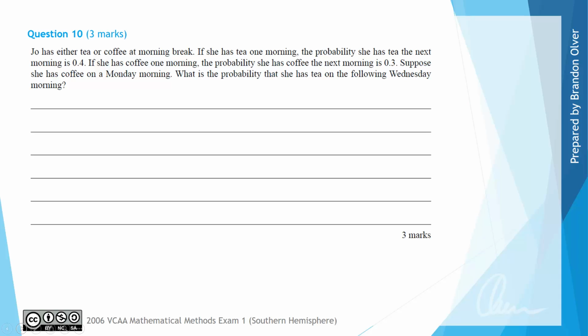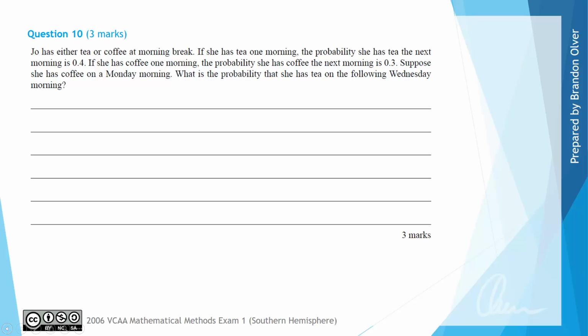So for question 10 we have Jo, who has either tea or coffee at morning break. If she has tea one morning, the probability she will have tea the next morning is 0.4. And if she has coffee one morning, the probability she has coffee the next morning is 0.3. Suppose she has coffee on a Monday morning. What is the probability that she has tea on the following Wednesday morning?